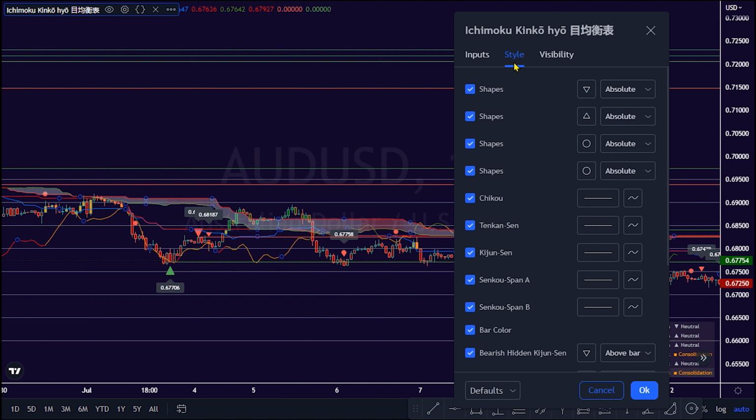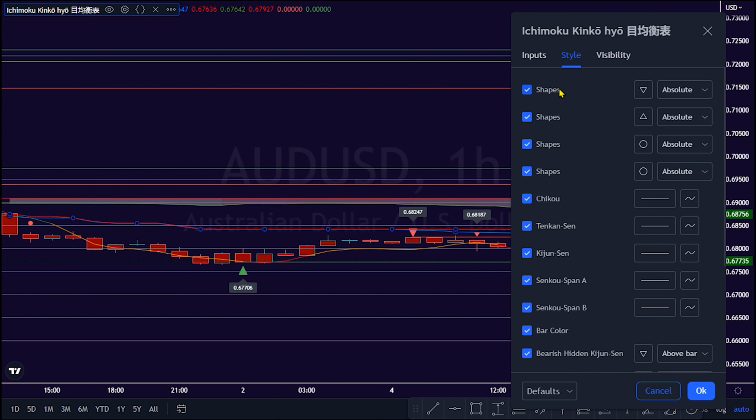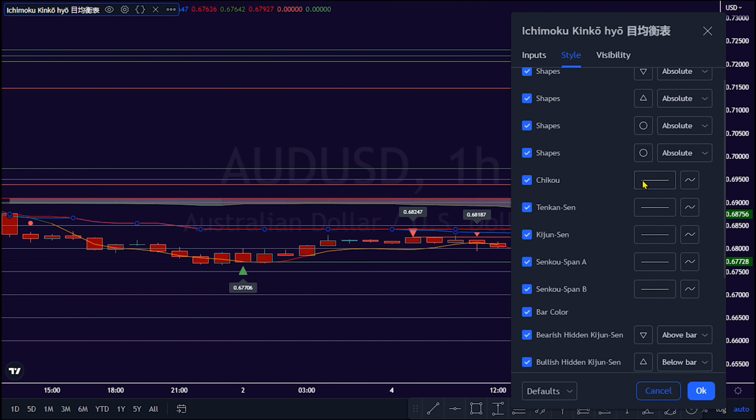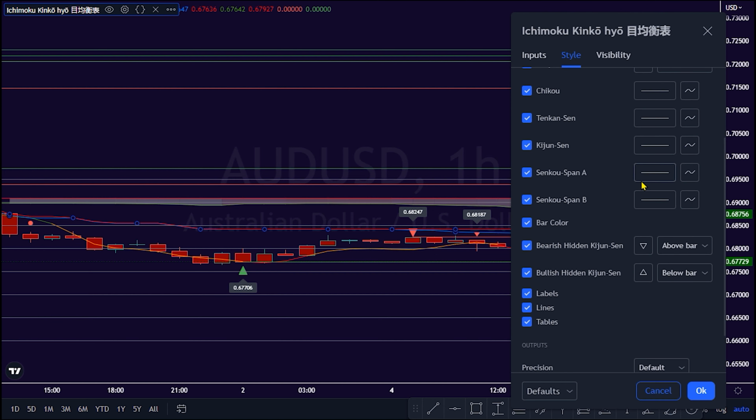Also, under the Style, there's availability to modify the signal shapes. As we can see, the triangle pointing down signifies the bearish signal. This is indicated as a red triangle on the chart, and the triangle pointing up signifies the bullish signal. This is indicated as a green triangle on the chart. Traders can modify this color to suit their color of interest. It's time we proceed to learn how this indicator works in the market.